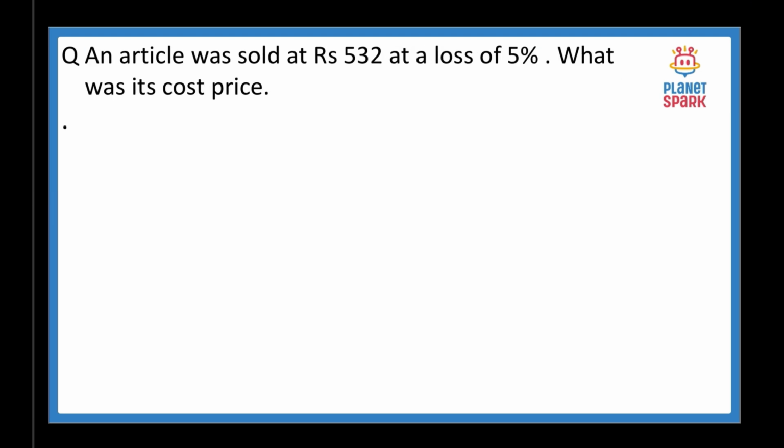Coming to the next question. An article was sold for 530 rupees 32 paise at a loss of 5%. Sold at means I am given the selling price. Loss percent is given to me as 5%. And I'm supposed to find out the cost price over here.